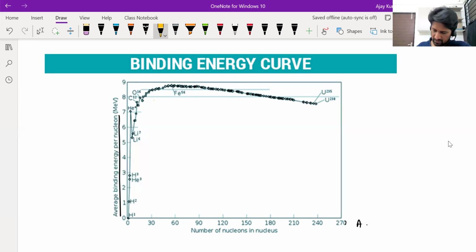number less than 30, or nuclei which have mass number more than 170, less than 30 and more than 170, have binding energy per nucleon less than 8 mega electron volt. And if binding energy per nucleon is less than 8, they are unstable. So these small nuclei are unstable, and these heavy nuclei are also unstable in nature.